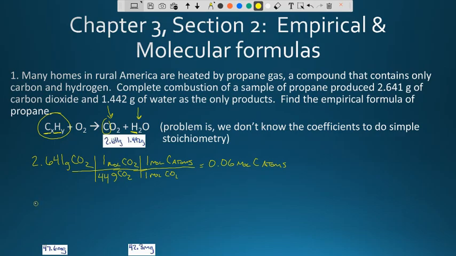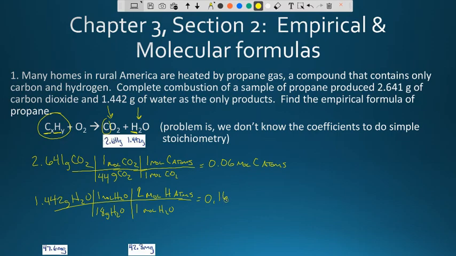Now doing the same thing with water, 1.442 grams of water. Let's convert that into moles. 18 grams of water to moles of water. And I ask the same question. If I had a mole's worth of water, how many moles of hydrogen atoms would there be? And notice it's a 2-to-1 ratio. So I have within water 2 moles of hydrogen atoms. And so what we end up with in calculating out your water is 0.16 moles of hydrogen atoms.